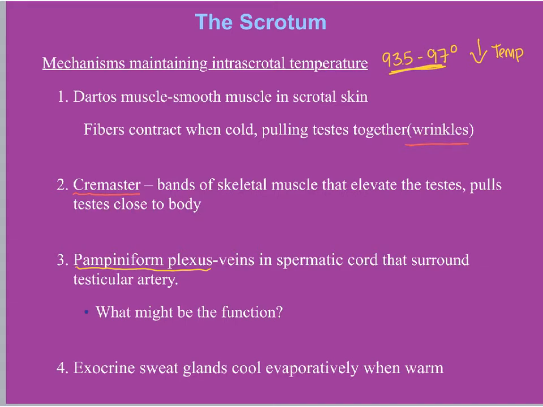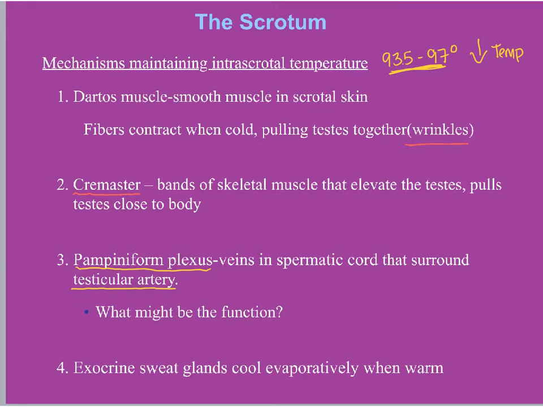One of the parts of the spermatic cord is an artery called the testicular artery. And the testicular artery is sending warm core blood, 98.6 degree blood, to the testes. What the pampiniform plexus does, since it's made of veins, is that these veins wrap around that testicular artery and pull a little bit of the heat away from the blood in that testicular artery prior to that blood making its way to the testes. I'll show you what that looks like here in a second.